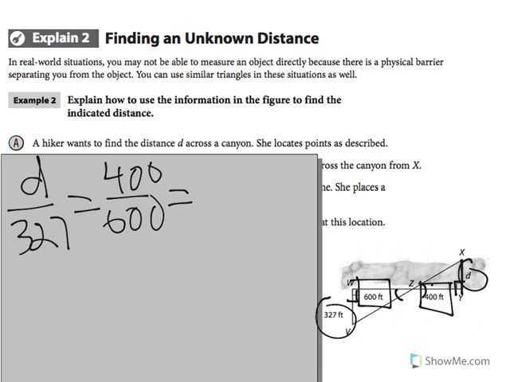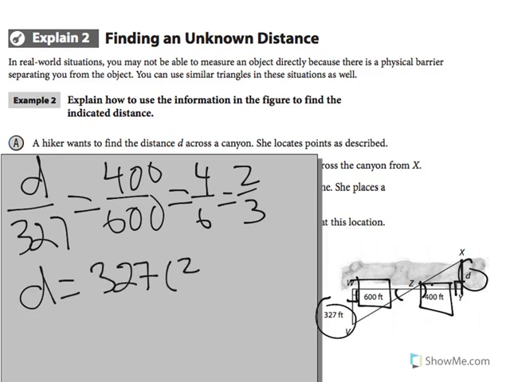And this can be reduced to 4 over 6 or reduced to 2 over 3. So then to solve for d, d equal to 327 times 2 over 3. And from there, just use your calculator to work this out. So then this d is 218, and this is in terms of feet.